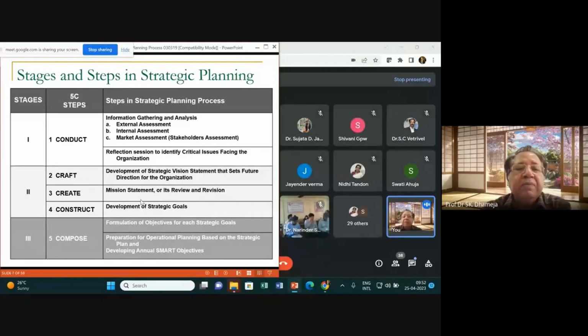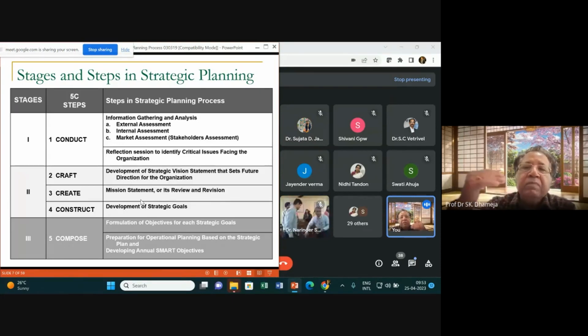Then construct strategic goals. Now with a view to achieve your mission, you will have certain goals. Like normally we have one vision statement. We have one or more than one mission statements. There could be 2 to 3 mission statements also. And then for every mission statement, we have the strategic goals.